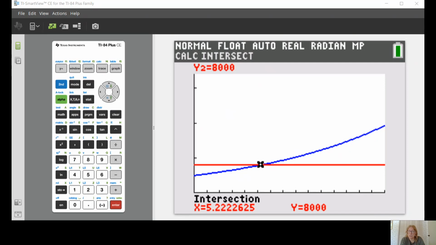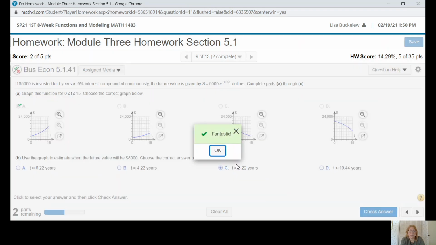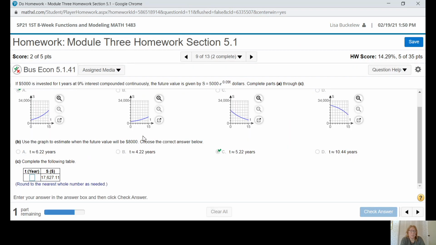So let's remember 5.22222. So let's go find that one. Okay, so I'm looking for 5.22, which is answer C. In this particular example. And then we get on to a chart. They're going to have us fill in a bunch of numbers from the chart.